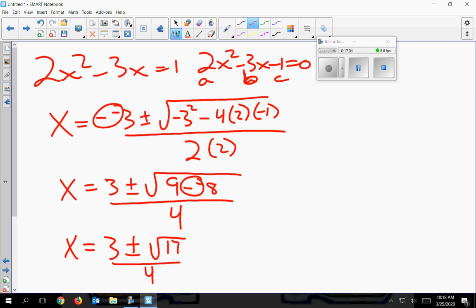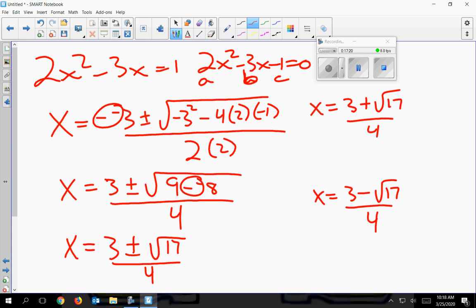So x equals 3 plus square root of 17 over 4. And x equals 3 minus square root of 17 over 4. Okay, so this is going to get me 3 plus the square root of 17. Put that in your calculator, it comes out to be about 4.1 over 4. So 3 plus 4.1 gets me a 7.1 over 4.